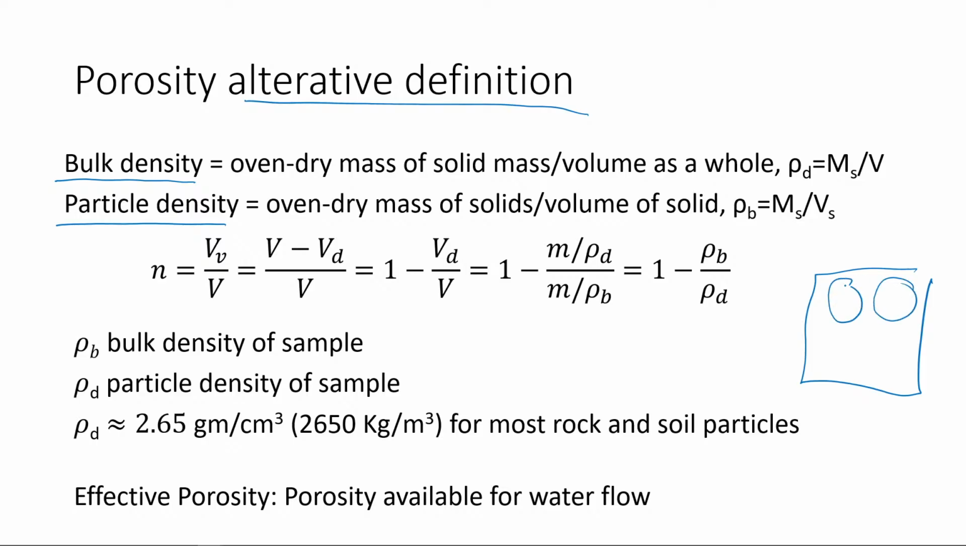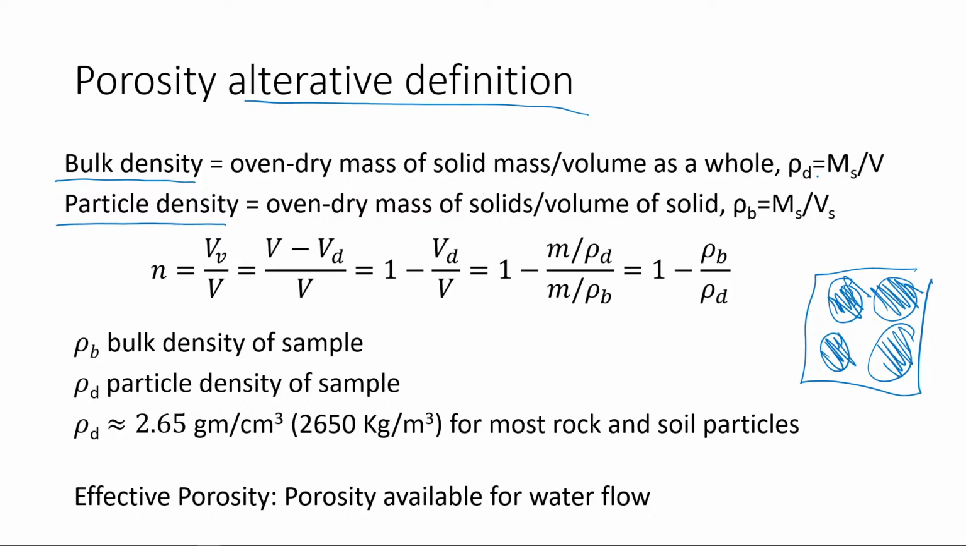Here you have your solid particles, and you can have some water. But for bulk density, you remove this water. How do you remove this water? You oven dry your sample, so you only end up with the volume of solid and the air. And bulk density is the oven dry mass of solid over the volume as a whole.